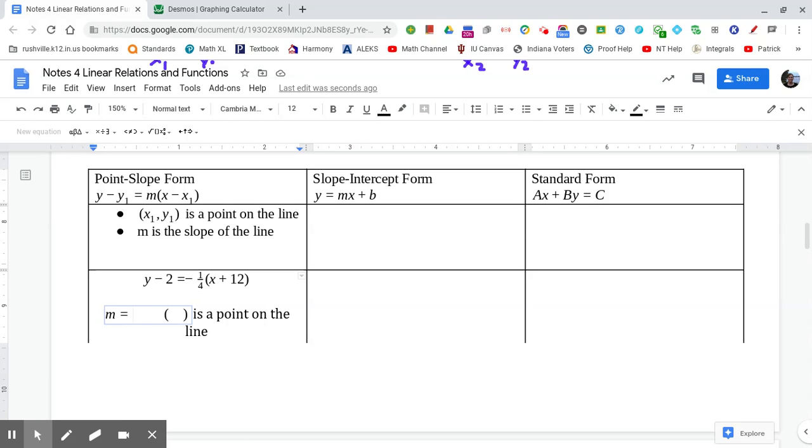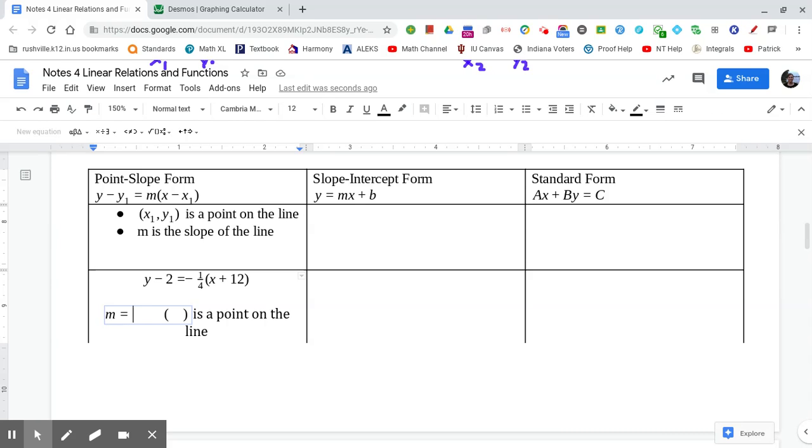So now we're going to talk about the three most common forms that you're going to see linear equations written in. All right, there is technically one other form called general form, but we hardly will ever see that. So mostly you're going to deal with these three forms: point-slope form, slope-intercept form, and standard form. Let's start off with point-slope form.